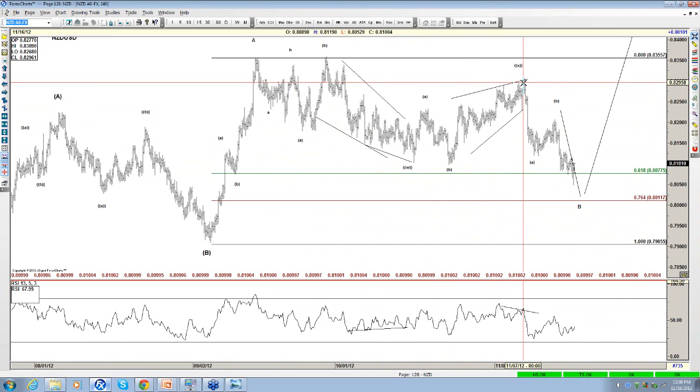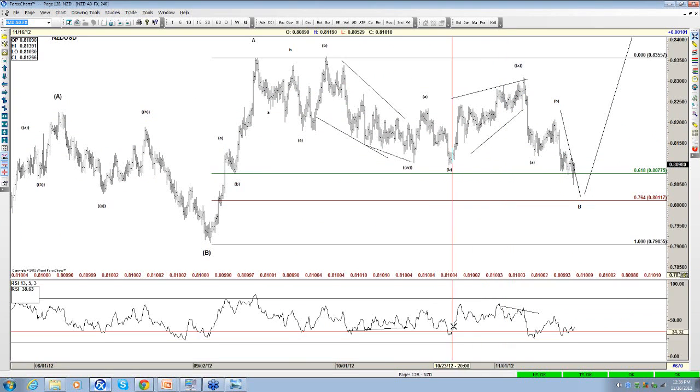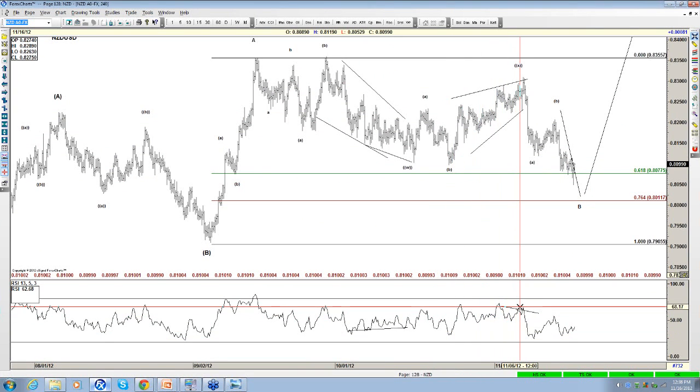1, 2, 3, 4, 5. You got 5 swings. 1, 2, 3, 4, 5. That's it. That's your diagonal there.